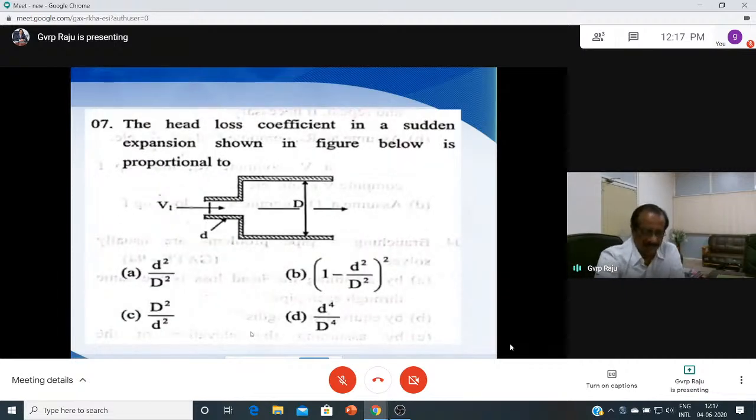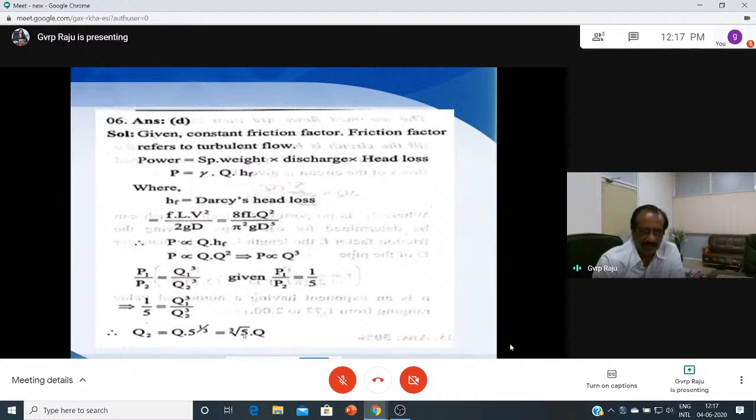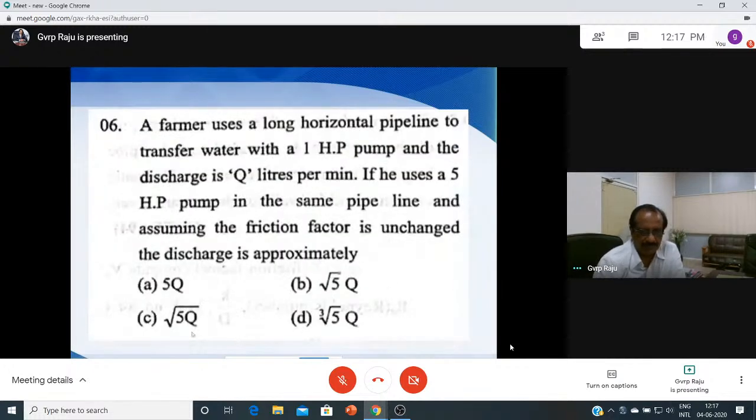So the equation here, if you see, has a cube root. So this is Q here, and Q2 is equal to cube root 5 into Q. This is the answer here, the answer is D. So this is cube root 5 into Q.